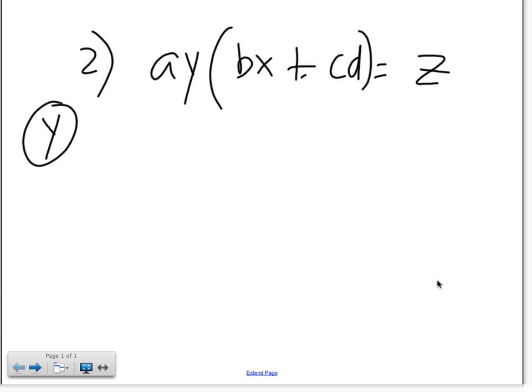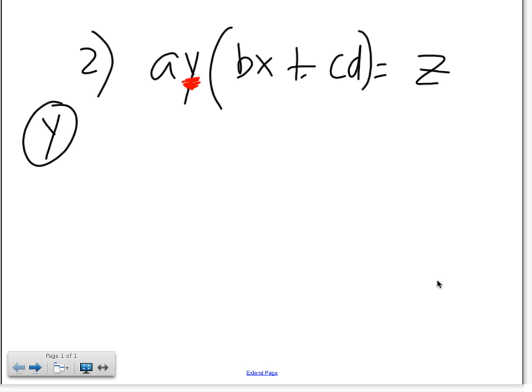If that's my target variable, I'm going to underline it, mark it, whatever you need to do to indicate that, hey, that's what I want to stay. It's not going to go anywhere. I'm holding on to it. The rest has to go. What has to go? BX plus CD. Notice that BX plus CD is in parentheses. It's one group. So when you get rid of it, you have to get rid of the entire group at once. You cannot separate it. It's inside parentheses.